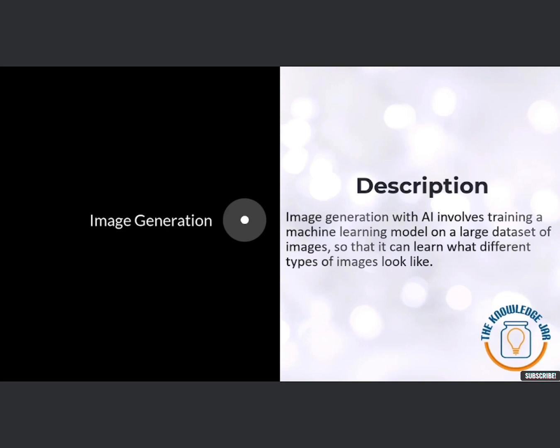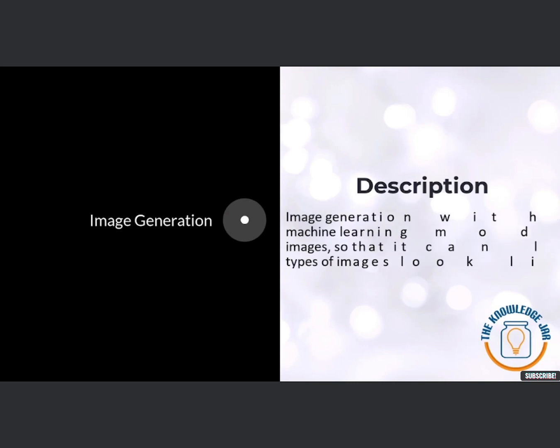First is image generation. Image generation with AI involves training a machine learning model on a large data set of images so that it can learn what different types of images look like. Once the model has learned what different images look like, it can then generate new synthetic images that look similar to the images it was trained on.